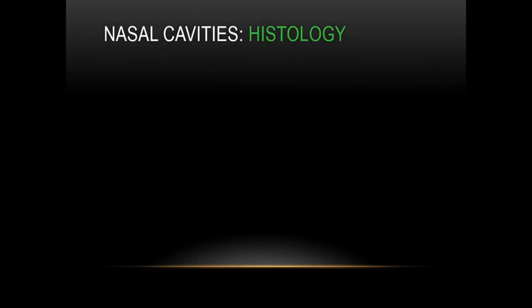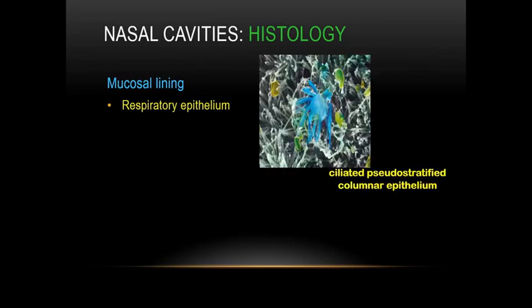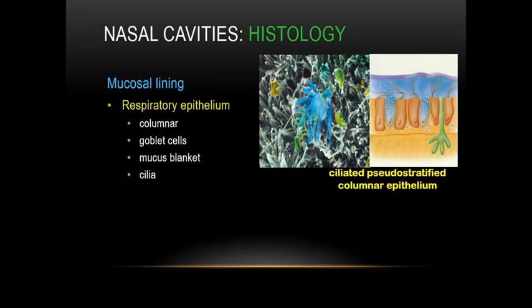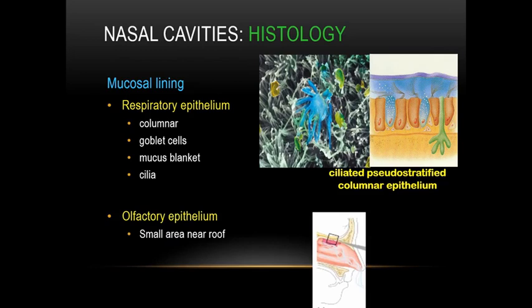So, nasal cavity histology. The mucosal lining is respiratory epithelium formed of columnar cells, goblet cells, mucous blanket, and cilia, and the olfactory epithelium is a small area near the roof.